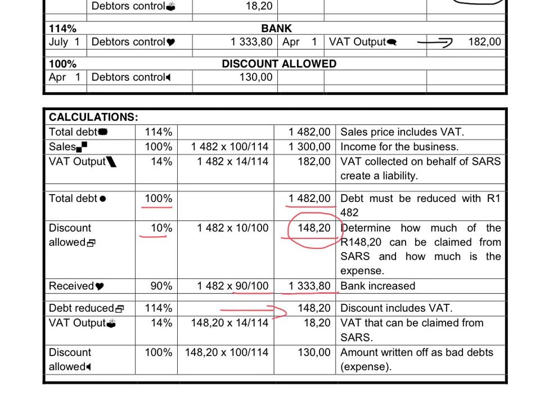That includes the VAT, so it's equal to 114%. The VAT is 14 of 114, so that will give me 18 Rand 20. And the discount will then be 100 divided by 114, that will give me 130 Rand. The 130 Rand is the amount that's written off as bad debts, that is an expense for the business, and that will reduce the profit of the business.